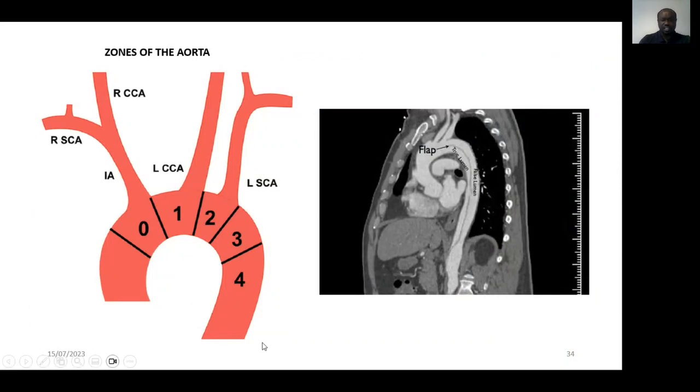So this is the aorta. Surgically, we have zones of the aorta. These are zones 0, 1, 2, 3, 4. This is a CT scan of aortic dissection. This is what we commonly see, just one flap. You see this line, that's the flap.